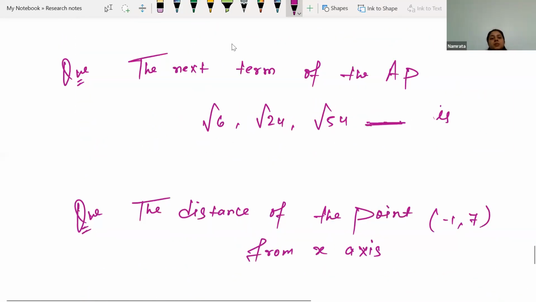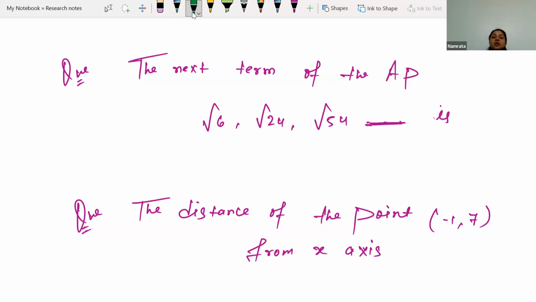The next term of the AP root 6, root 24, root 54 is, do we need to apply? These are 1 mark questions. Are we going to apply the formula of AP, nth term, sum of n terms, anything else? No, we are just going to use the concept of AP. AP means the first term, then first term plus common difference, then the second term plus common difference. So let's see what the common difference is. Then we can add that common difference to root 54 and find the next term. But since every term is under root, how to find the common difference? It's not even looking like the same common difference.